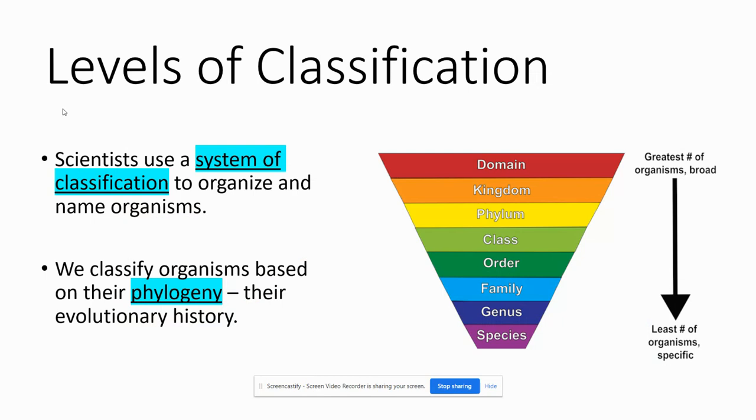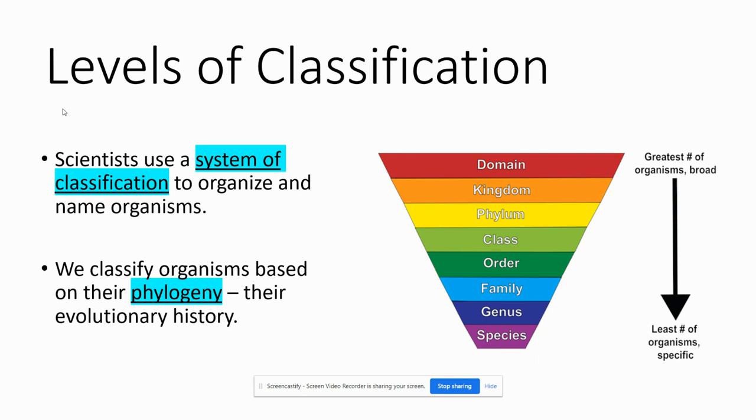There are different levels of classification, and scientists use this system of classification to organize and name organisms. We classify organisms based on their phylogeny, and the word phylogeny basically means we're classifying them based on their evolutionary history. We've already talked about evolution in class, so this part may make a lot of sense to you.